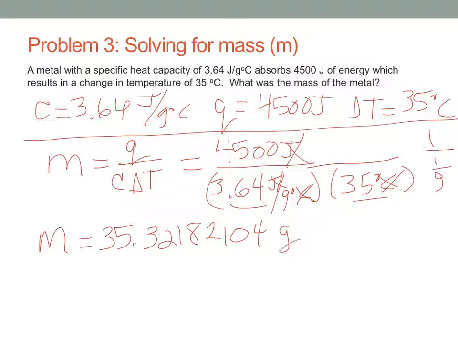35.32182104 grams, which is way too many significant digits. We look up and notice that our Q has the fewest number of significant digits, which also matches temperature. We need 2 significant digits. Our second significant digit is the 5. The number immediately following it being a 3, 4 and below, let it go, so we do not round up. So we're just going to end it with those 2 digits. Our mass is 35 grams.